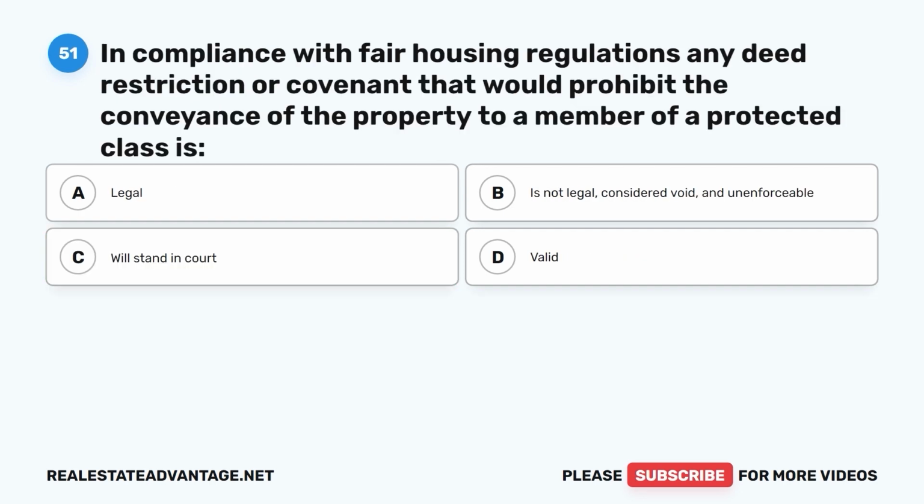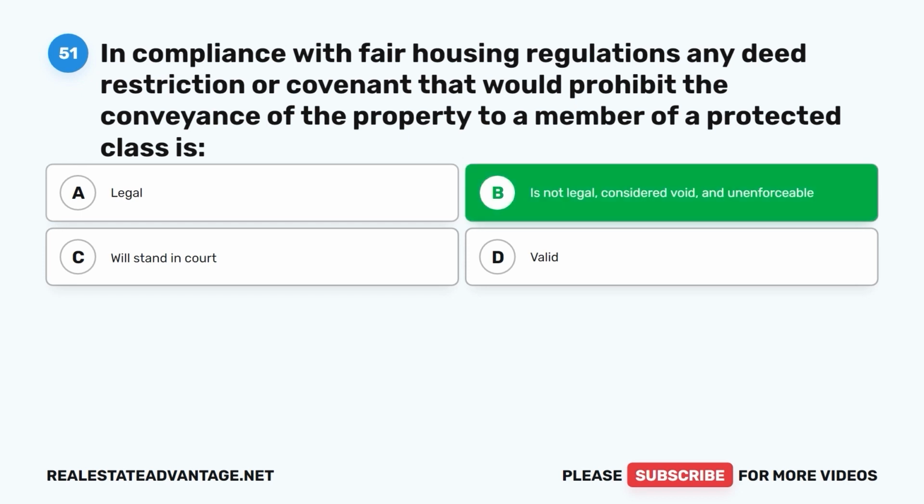Question 51. In compliance with fair housing regulations, any deed restriction or covenant that would prohibit the conveyance of the property to a member of a protected class is A. Legal. B. Is not legal, considered void and unenforceable. C. Will stand in court. D. Valid. The correct answer is B. Is not legal, considered void and unenforceable.